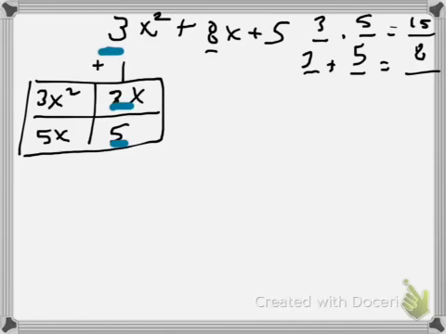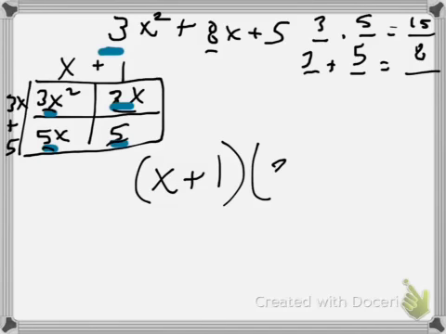And then the 3x squared and the 5x, all they have in common is an x. And so then you go this way. You go 3x and then 3x squared, they have a 3x in common. And then the 5x and the 5, they just have a positive 5 in common. You put those together, and then this would be your solution.